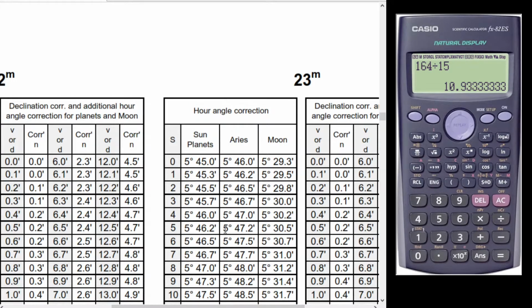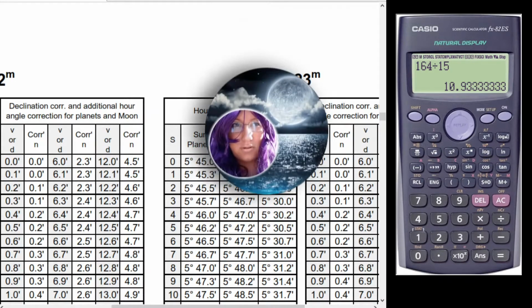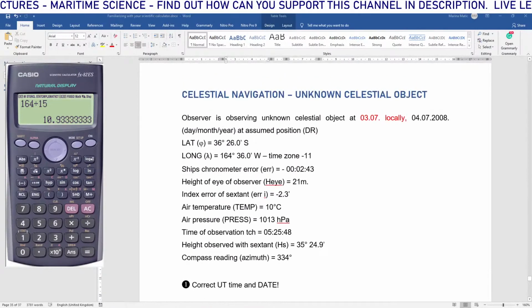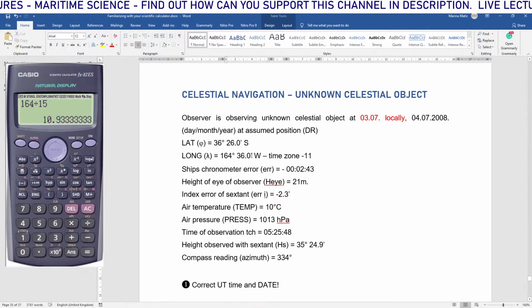So that correction is 5 degrees 47.2. So that is my correction for the 23rd minute and 5th second, Aries. Now I have that correction. The thing that remains is my longitude, and my longitude is this one here.